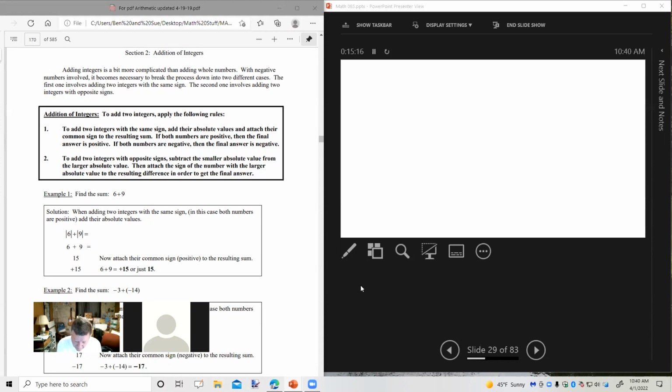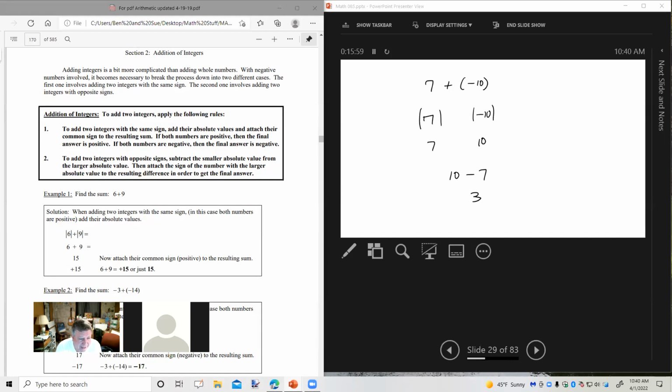So first of all, let's take an example where we're adding two numbers with opposite signs. Okay, so we've got a +7 plus a -10. It says to add two integers with opposite signs, subtract the smaller absolute value from the larger absolute value. Well, let's see. The absolute value of 7 is 7. The absolute value of -10 is 10. So to subtract the smaller absolute value from the larger absolute value, we'd take 10 minus 7, which is 3.